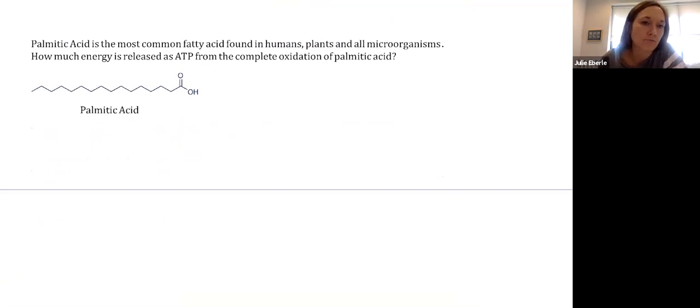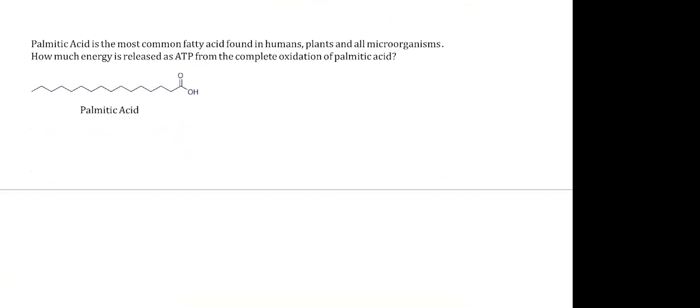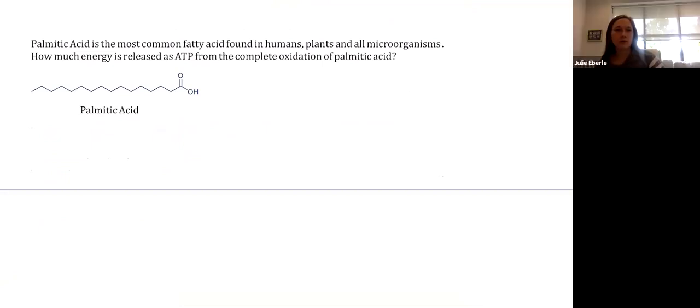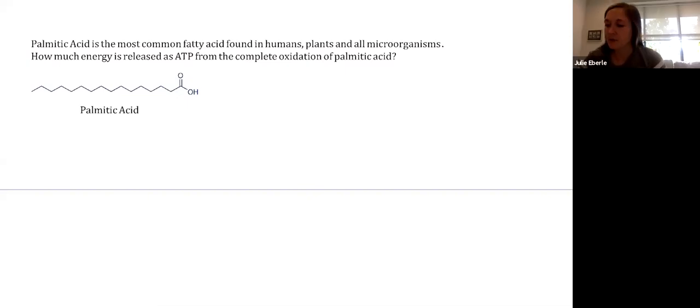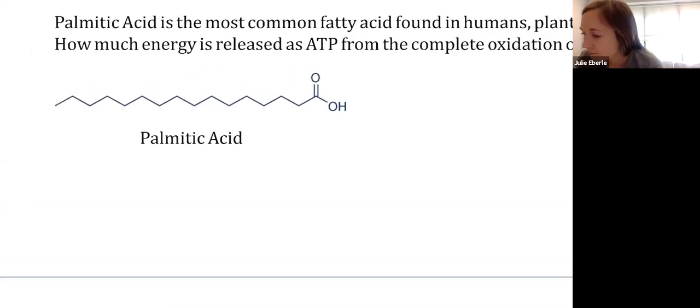So anybody can help direct us here. What are the steps that we need to do? Don't you need to first figure out how many carbons are in palmitic acid and then you divide it by 2? Yes, that's exactly right. So how many carbons do we have?